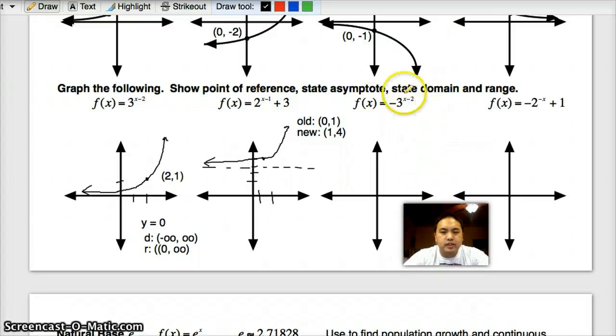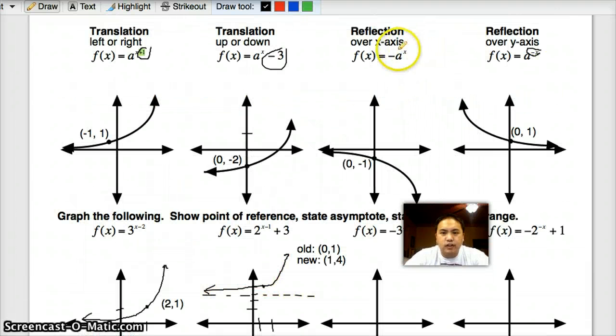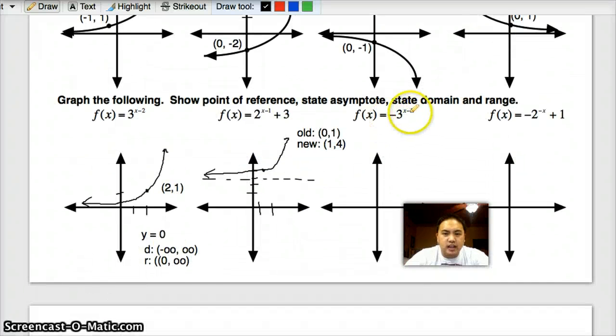Right, next ones. I got negative 3 to the x minus 2. This is simple. It looks like the last one, but instead I got this minus sign out here. If I look back up, this minus sign on the front means I reflect over the x-axis. My reference point is supposed to be at 0, 1, but instead I'm moving it to the right 2. So just like the other one, it's going to be 2, comma 1.